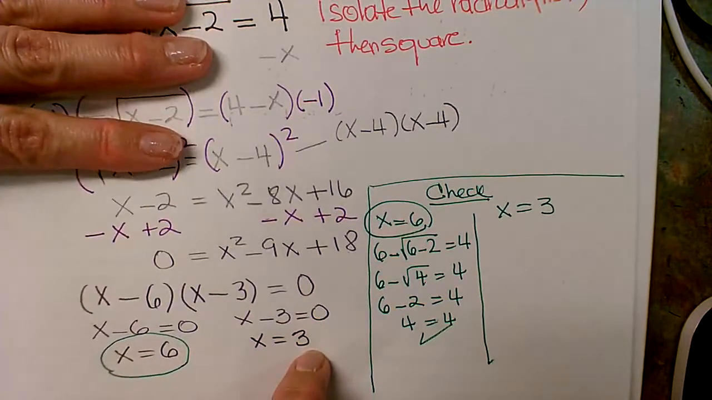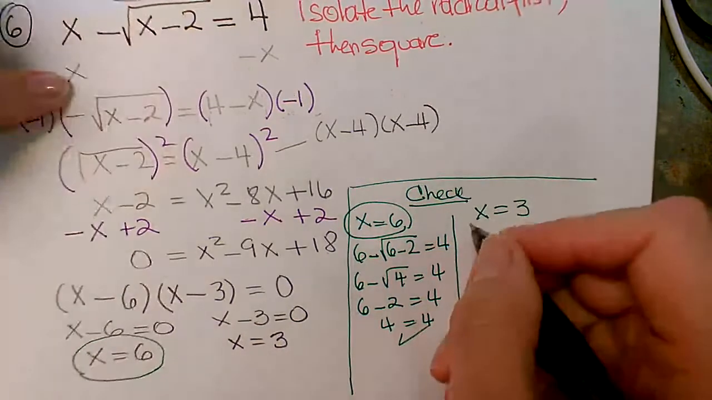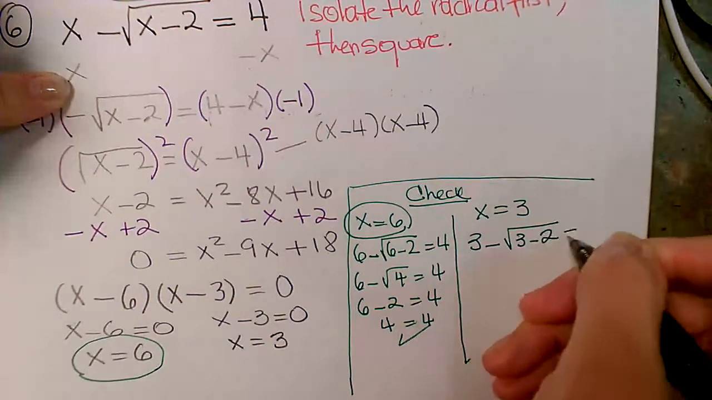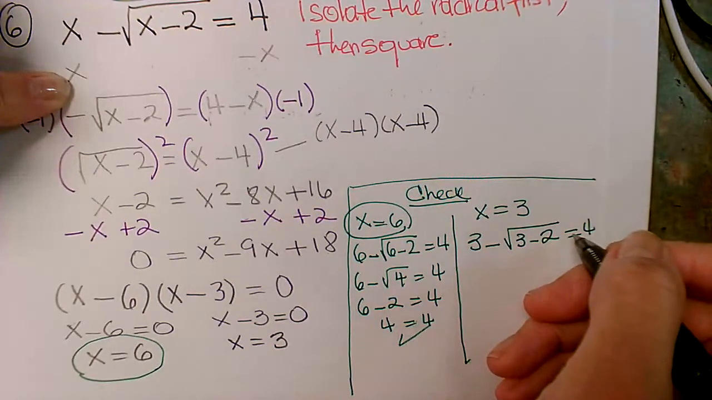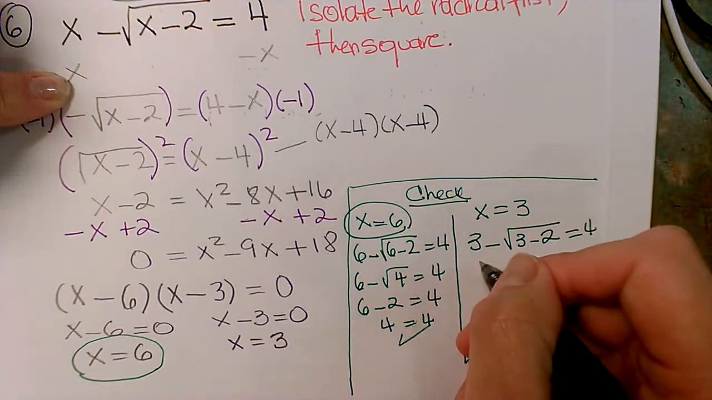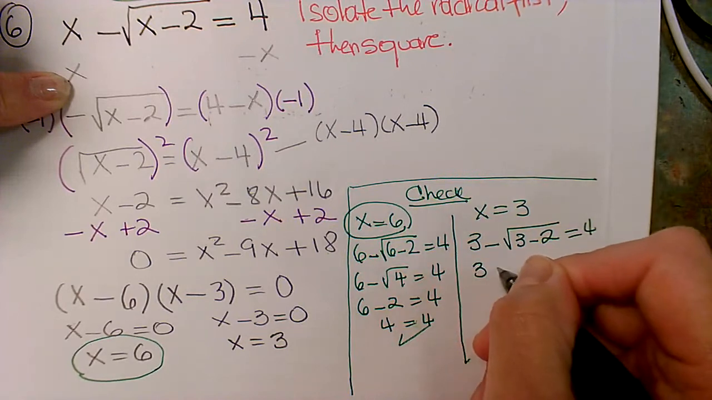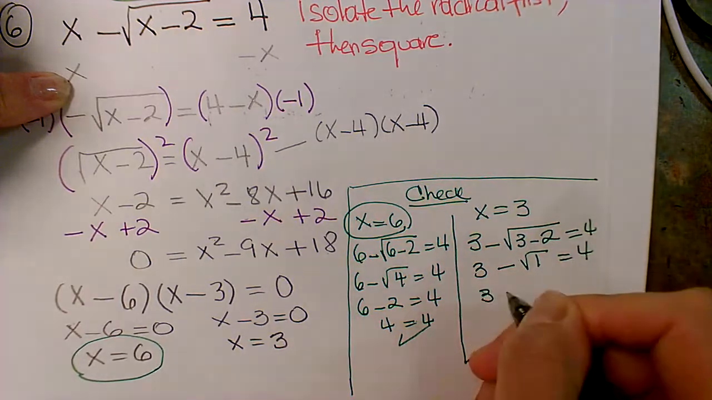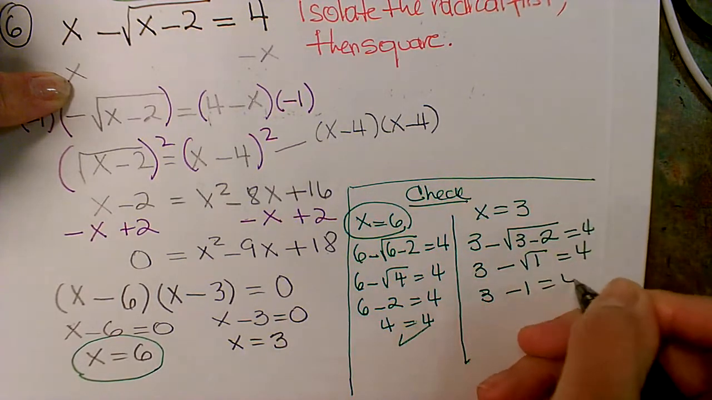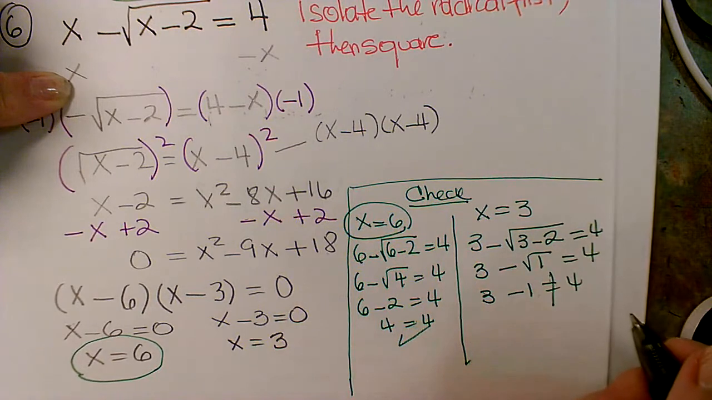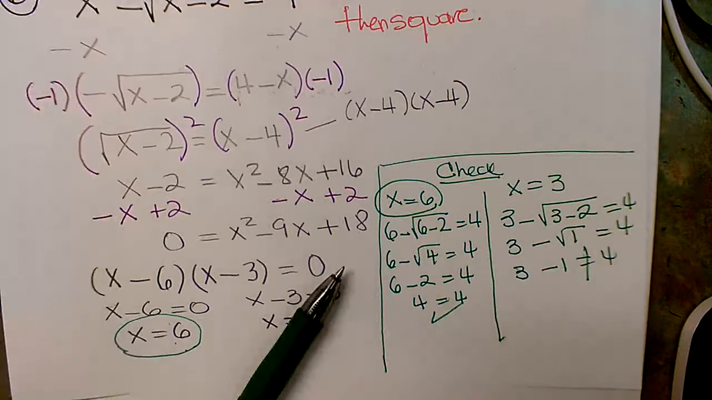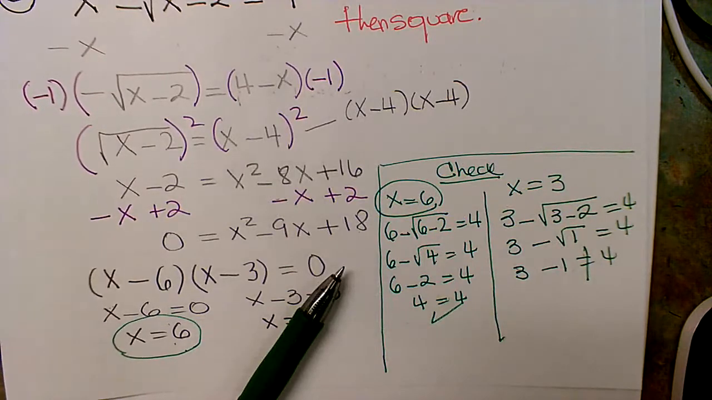Let's go and see if x equal to 3 is another answer. So it's 3 minus 2 equals to 4. Oh, I don't think it is. So it's only x equals to 4, the answer. Okay?